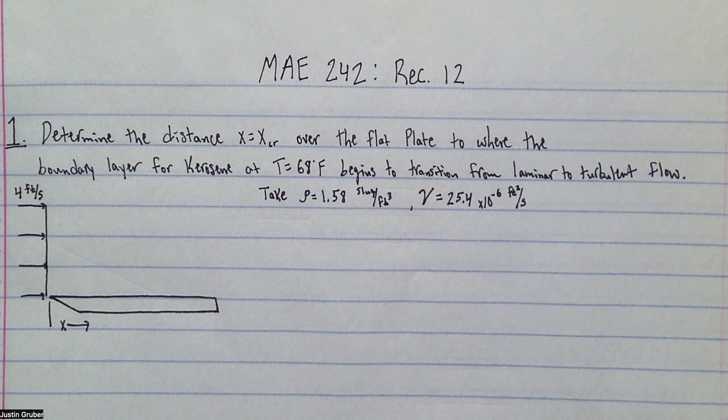Critical over the flat plate where the boundary layer of kerosene at T equals 68 degrees Fahrenheit begins to transition from laminar to turbulent flow. And we'll take that density, it's 1.58 slugs per cubic foot.